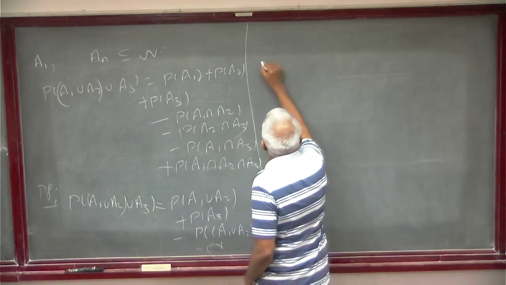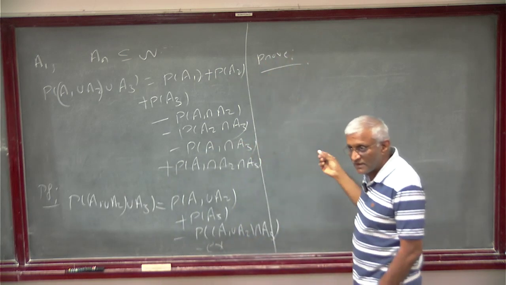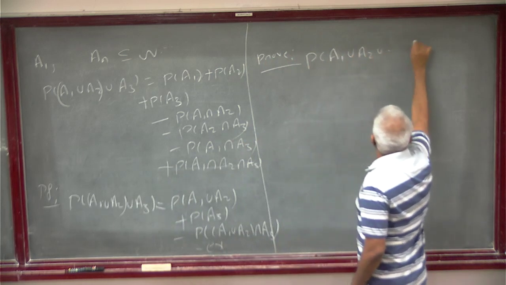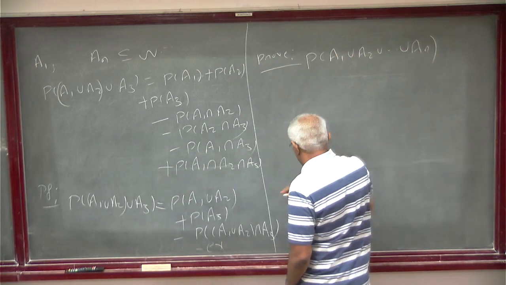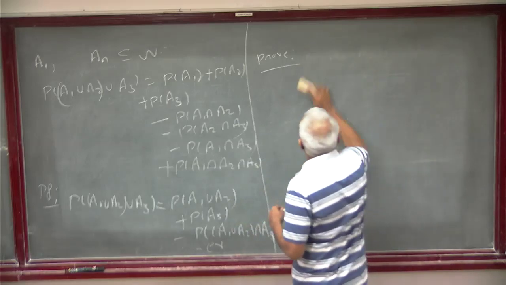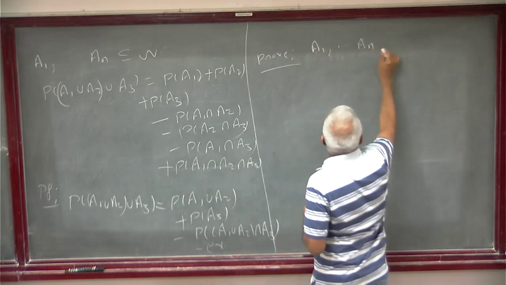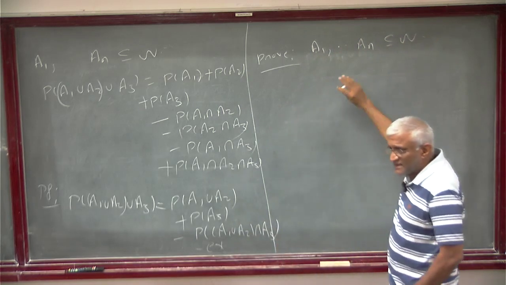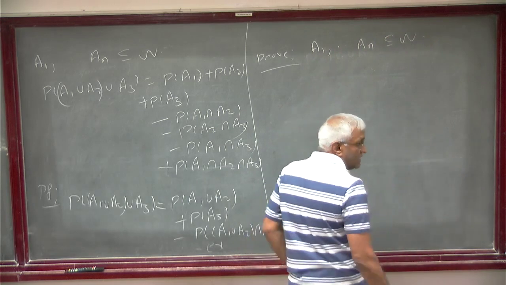I want you to prove this. You have to use induction to prove this: P of A1 union A2 union up to AN equal to... Let me have some notation. It's better to have notation. Let A1 up to AN be some sets in Omega. There is nothing assumed about disjointness; they are not mutually exclusive.